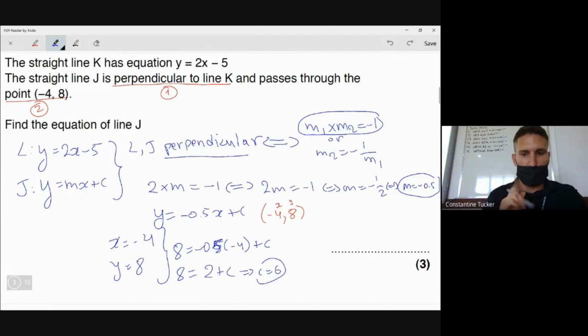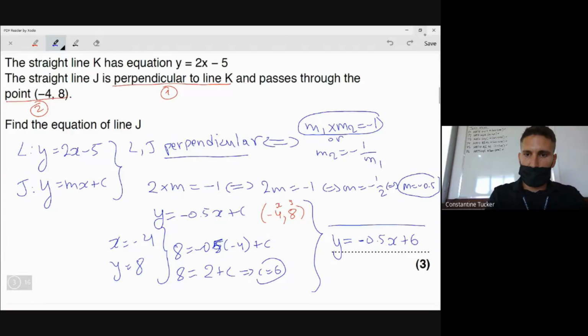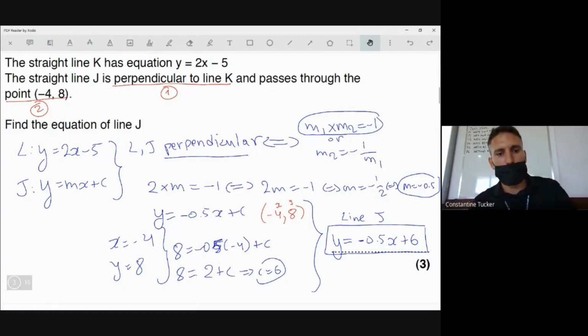Hopefully that wasn't too fast and people were able to follow that. Basically, now we know the equation is going to be y is equal to minus 0.5x plus 6, and that is the equation of line J. So this was a quick recap of the different types of problems that you could get asked in a GCSE question, which is regarding the equation of a line.